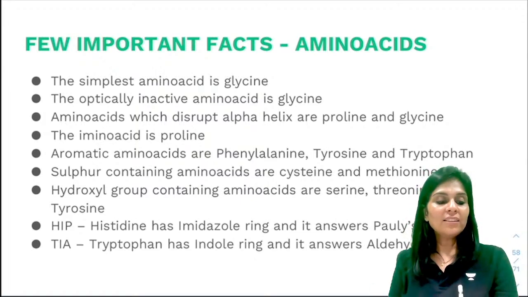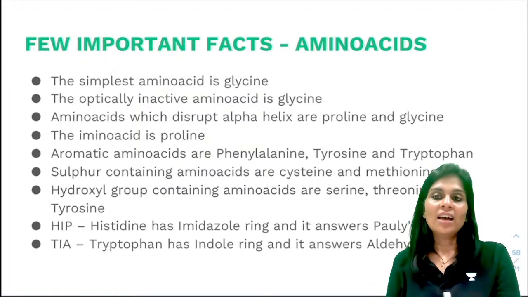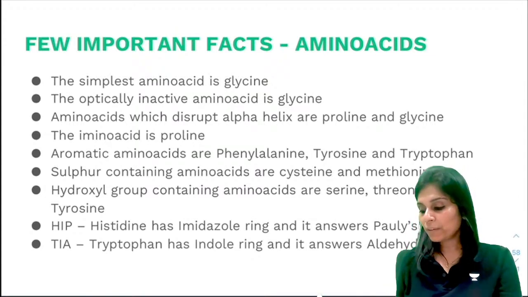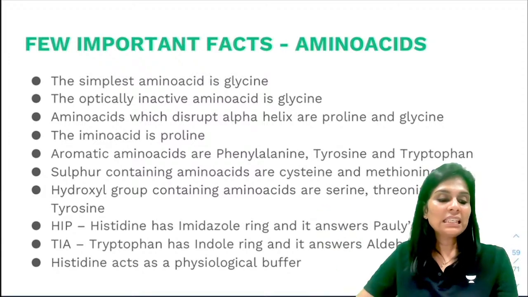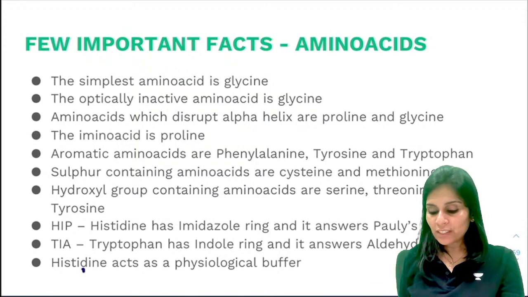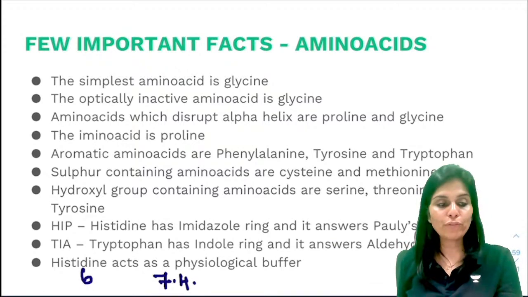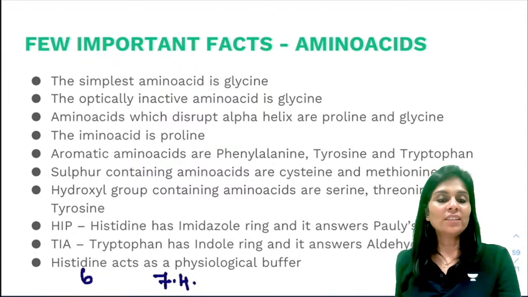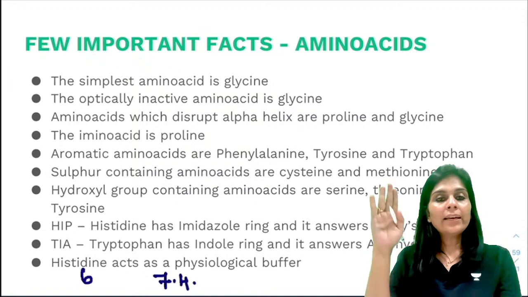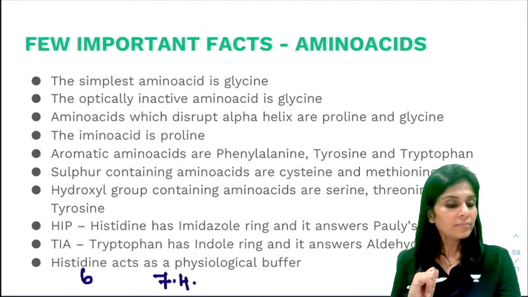And the last fact that I want you to know is that histidine is a physiological buffer. Do you understand this? Histidine acts as a physiological buffer because pK of histidine is 6, which is close to physiological pH of 7.4. That is why histidine can act as a physiological buffer. So are you clear about all these facts?